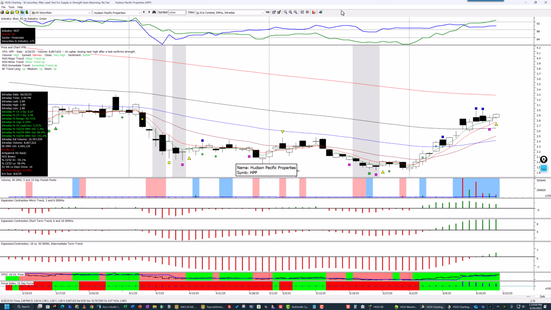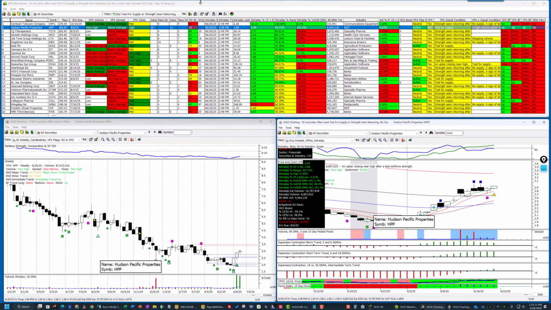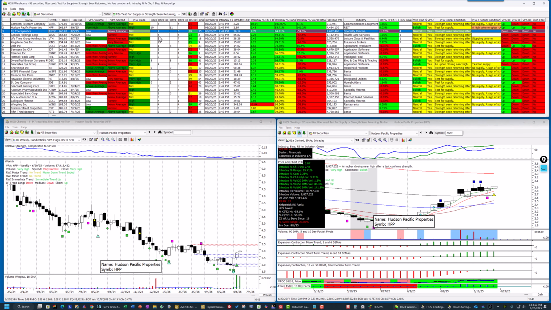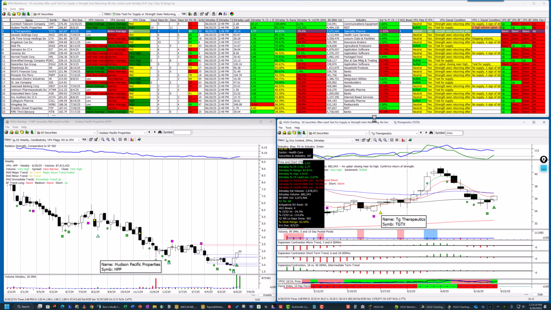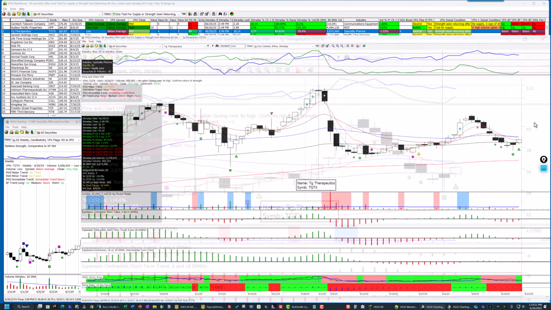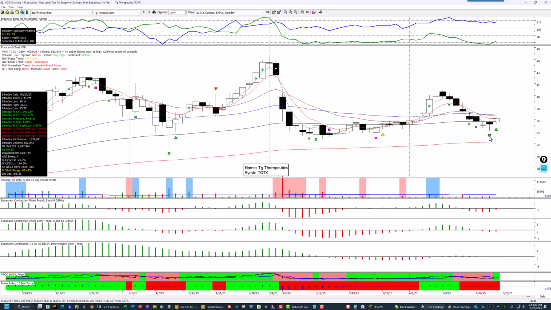Let's find one that's a little more expensive here. This one, $36.14. So here is the signal from yesterday, strength seen returning after a downtrend and a confirmation of that strength. So all of these that I'm showing you are relatively low risk entries.